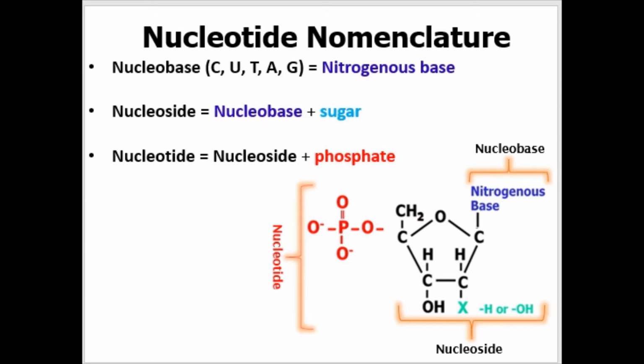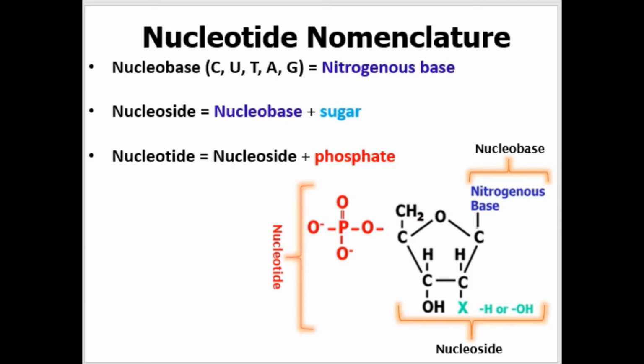And finally, if we have a nucleoside with a phosphate, we have a nucleotide, and that's what really makes a nucleotide. And nucleic acids are polynucleotides, and if you have loads of nucleotides together, that would eventually form a nucleic acid.